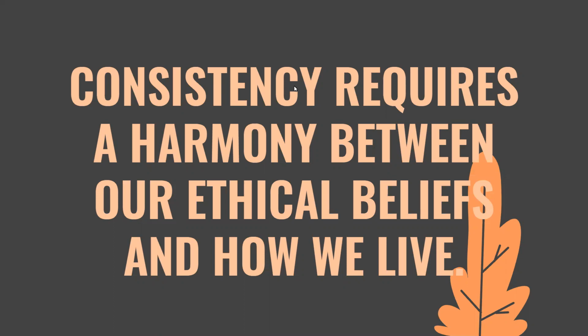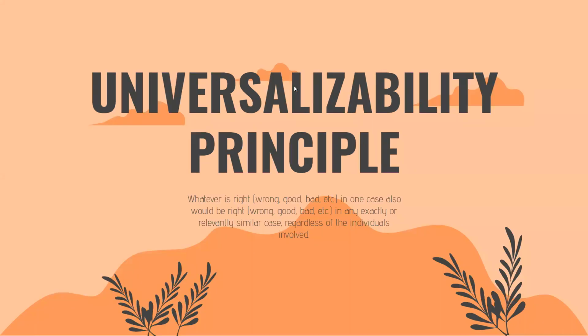Many consistency arguments in ethics depend on the universalizability principle, on which nearly all philosophers agree. Universalizability claims that whatever is right, wrong, good, bad, etc., in one case, also would be right, wrong, good, bad, etc., in any exactly or relevantly similar case, regardless of the individuals involved.